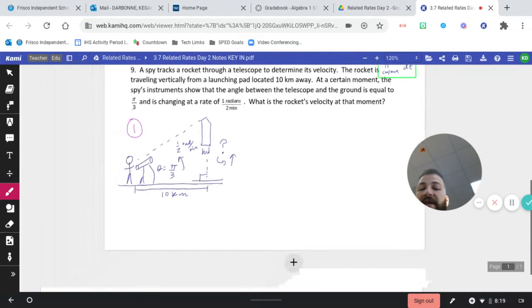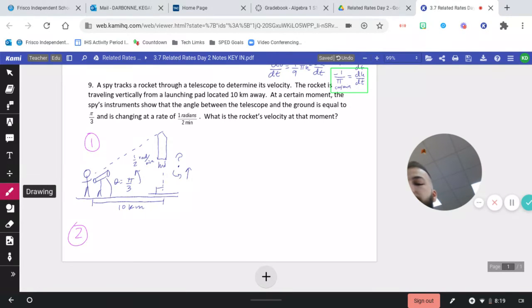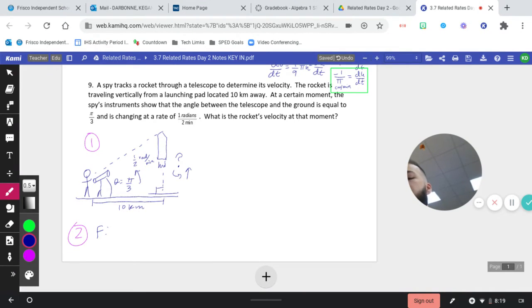Okay, so step 2, let's get fwiggy with it. I know you're going to just love hearing me say that in class. Okay, so first off, what are we trying to find? Well, we're trying to find the rocket's velocity. So let's go ahead and give our sides some names. I'm going to say X and Y. I think that's fair. And then of course we do have theta here.